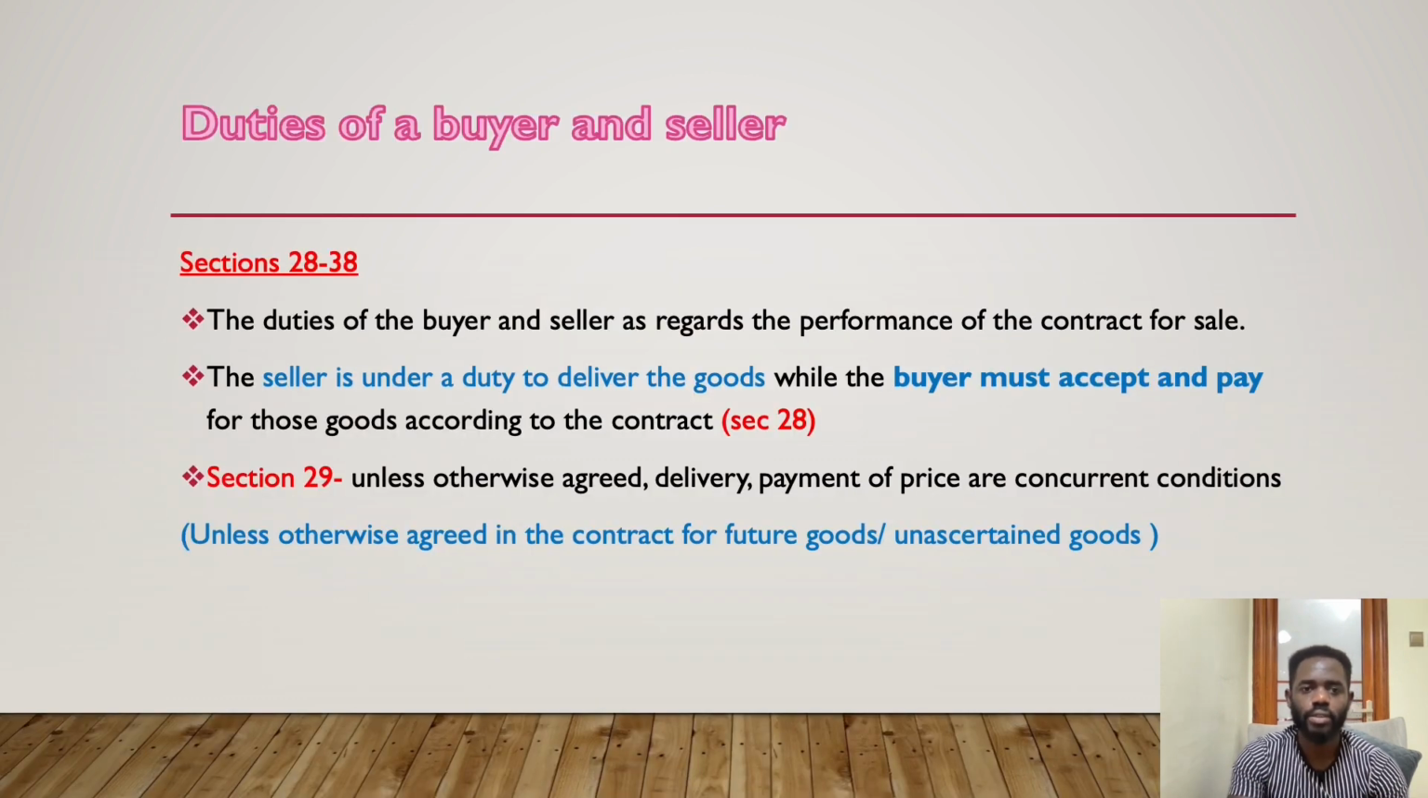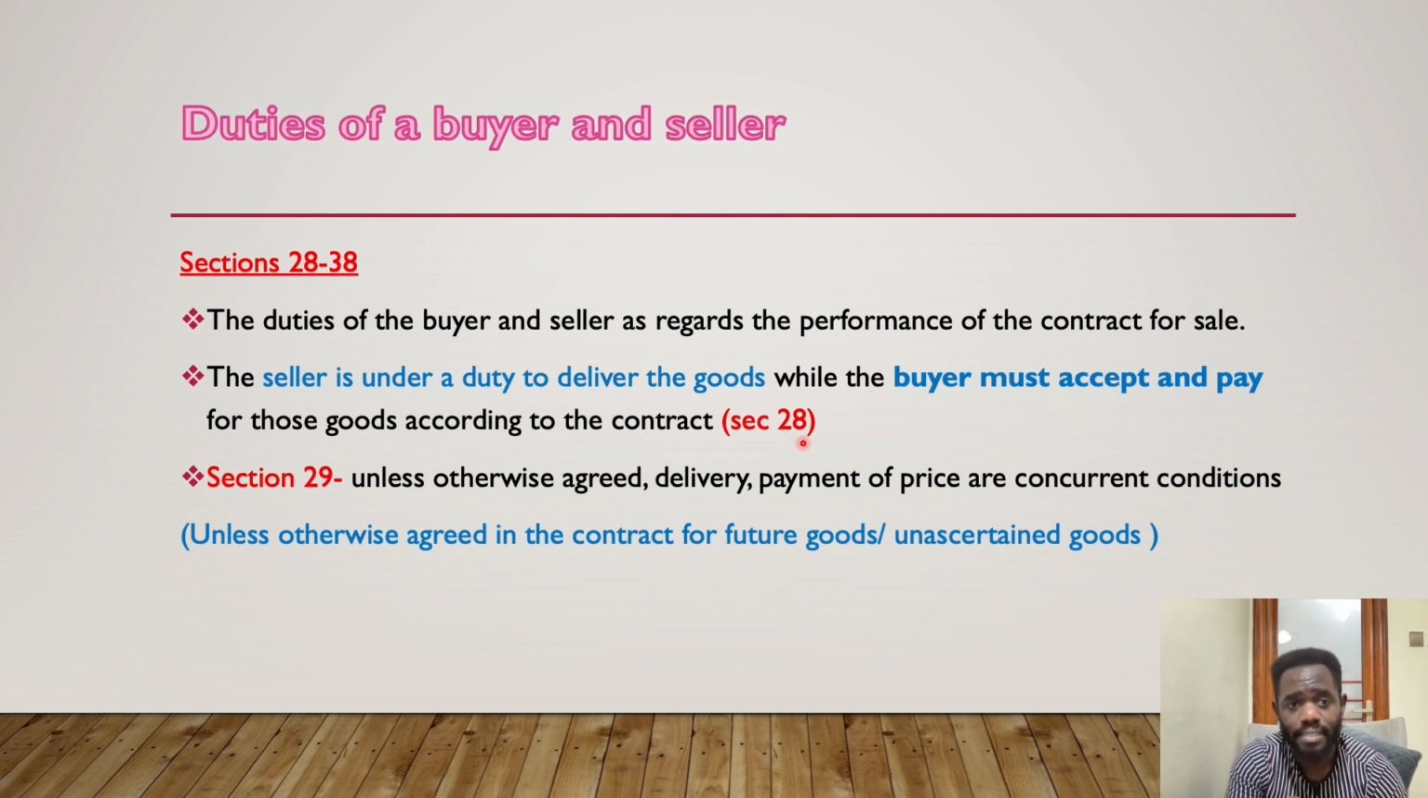In our discussion, we're going to be focusing on sections 28 to 38 of the Sale of Goods Act, basically looking at the duties of a buyer and a seller regarding the performance of a contract of sale. And when you go straight to section 28, it provides that the seller must actually deliver the goods while the buyer has a duty to actually accept these goods according to the contract.